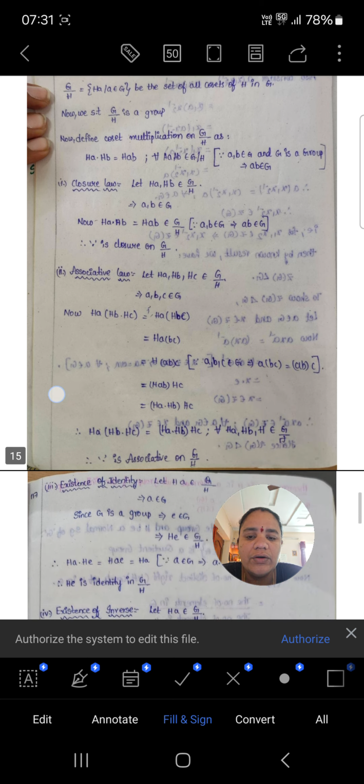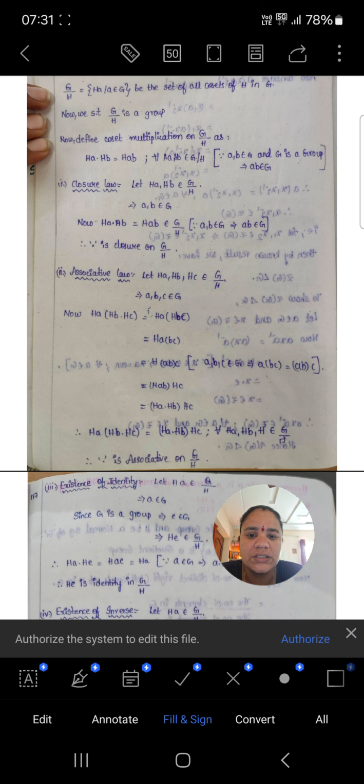For a group we have to prove four properties: closure law, associative law, identity law, and existence of inverse law. Closure law: a, b belongs to G implies a · b belongs to G. Here we have to show that for Ha, Hb belonging to G/H and a, b belonging to G, Ha · Hb = Hab, and Hab belongs to G/H. Therefore, the dot is closed on G/H.